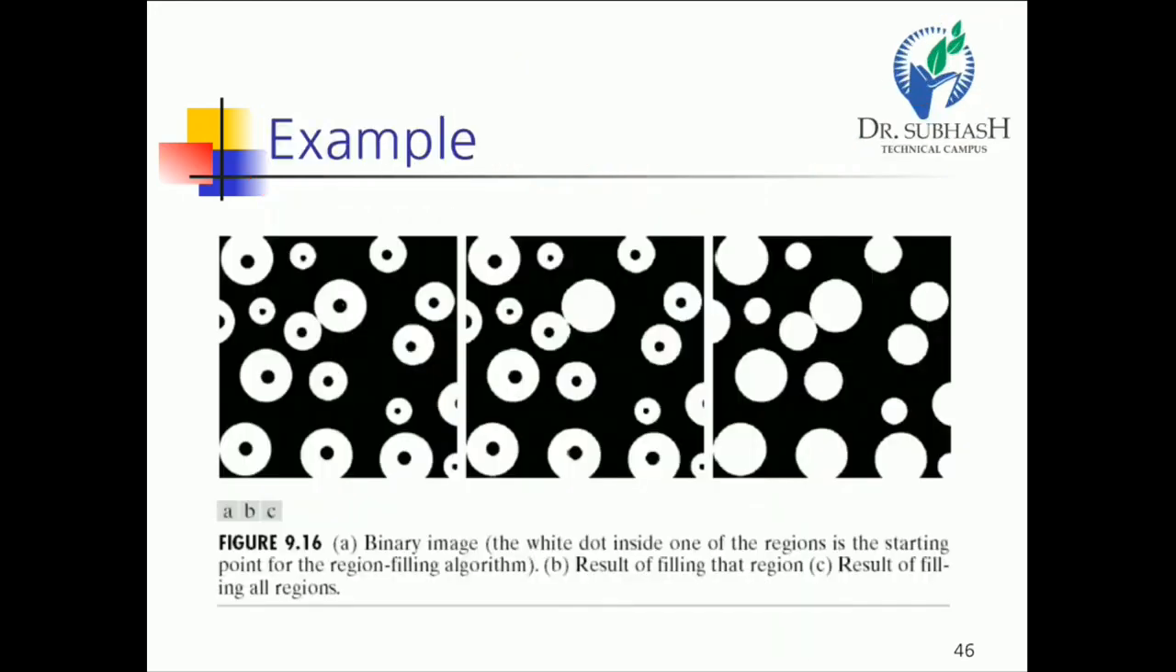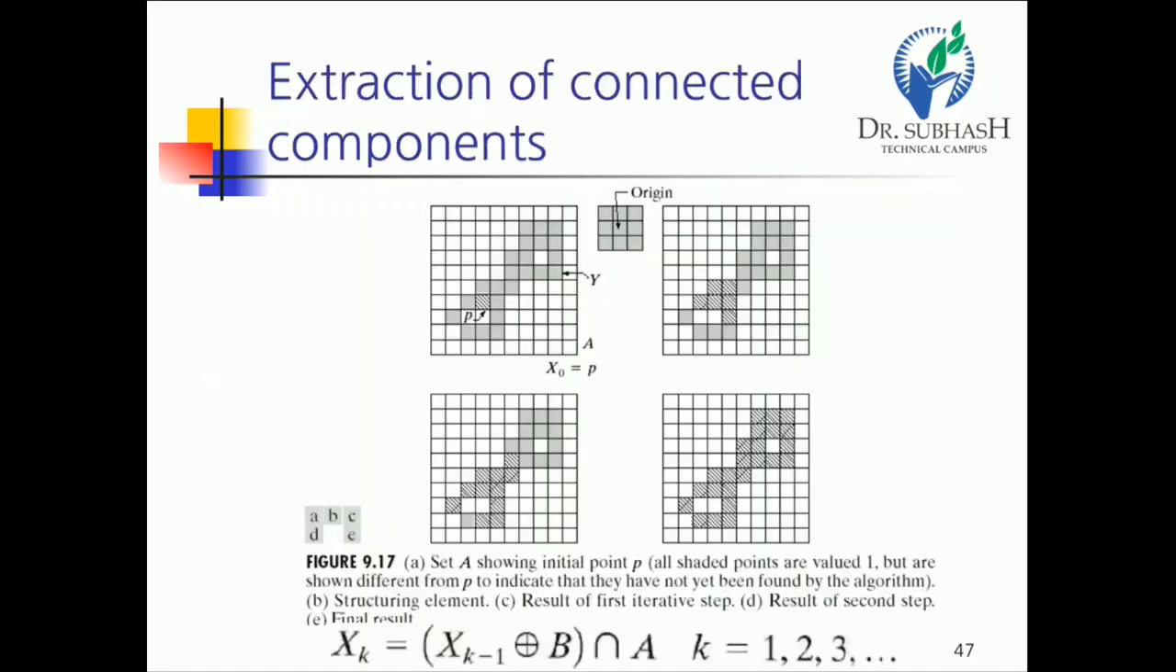So this is the example of region filling for this binary image, right? In figure A, the binary image, the white dot inside one of the regions is the starting point for the region filling algorithm. The black dot can be represented with 0 and the white dot with 1. Figure B is the result of filling that region, and figure C is the result of filling all the regions.